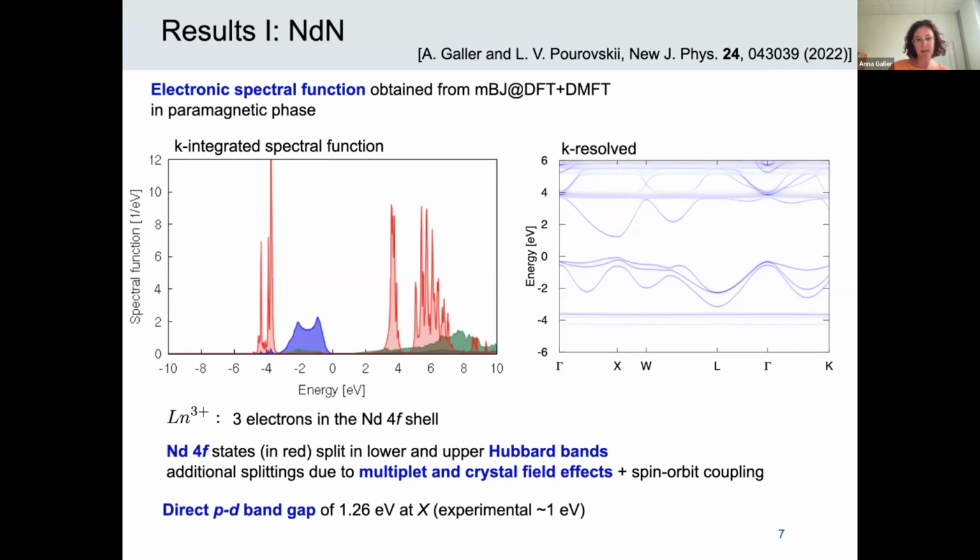1.26 eV, while in experiment, it's slightly lower. There it's around 1 eV. And the band gap corresponds with the optical gap in this case.